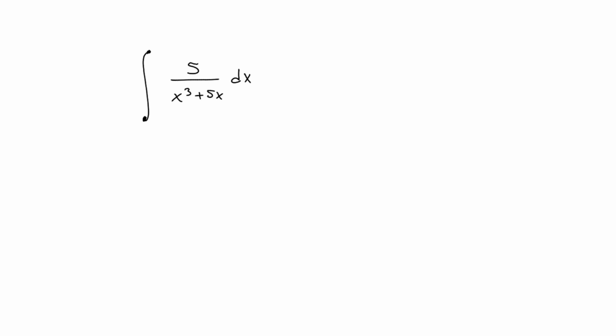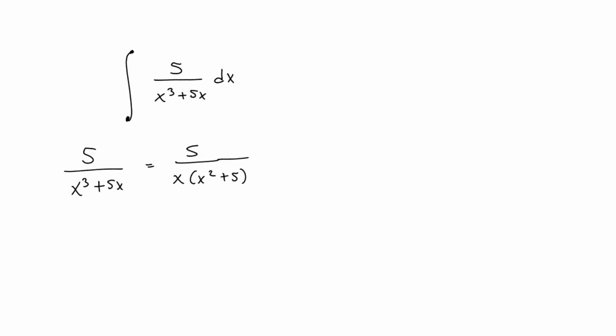So I can rewrite 5 over x cubed plus 5x as 5 over x times x squared plus 5. I just took out an x. Now if I have 5 over x times x squared plus 5, if I want to use partial fractions, I'm going to write it right here. Partial fractions. We kind of have to split this up and simplify it.